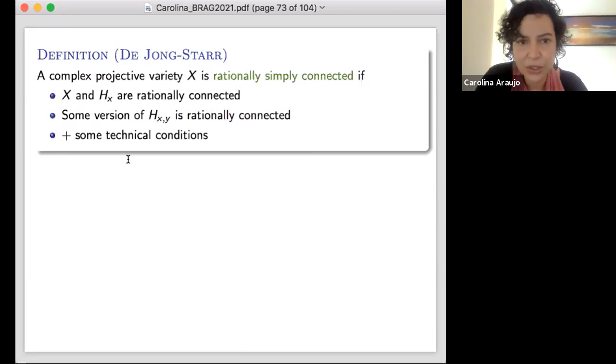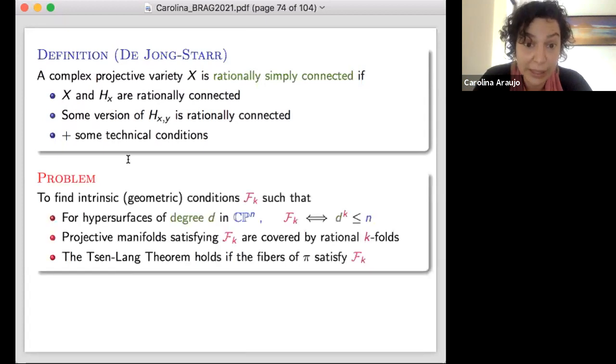These conditions do vary a little bit from paper to paper, depending on what they want to prove. And so there is not yet an ultimate definition of rationally simply connected. Nevertheless, this seems to be an important notion that has been much investigated recently.